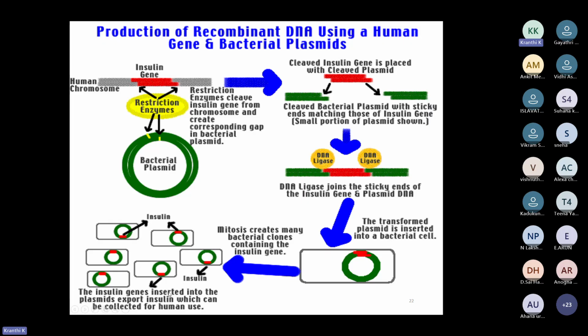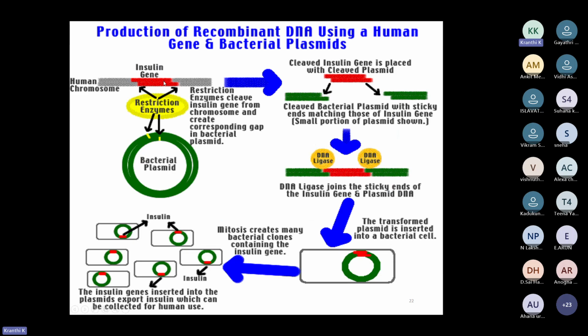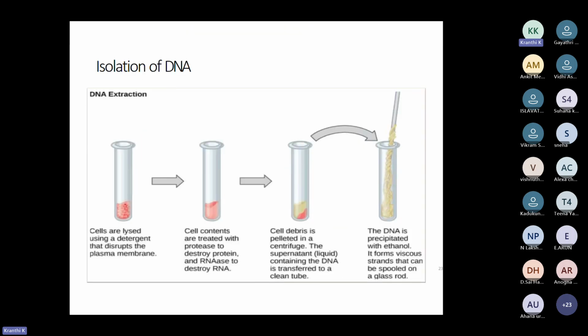Then collect the insulin, and later you can use it for the patients who have a deficit of insulin, right? So this is the same thing. Then what are the steps here? First, we should isolate the desired DNA. So what are the methods of isolating the DNA? We have different methods.